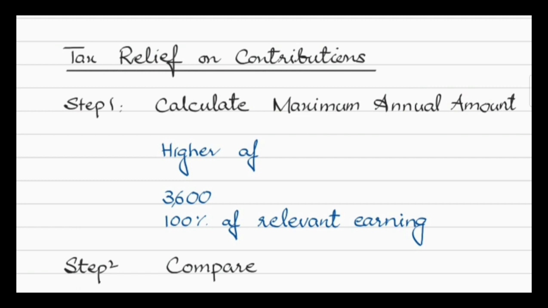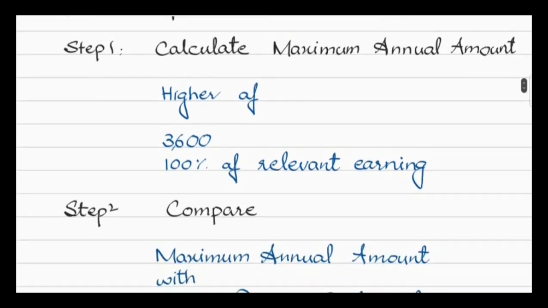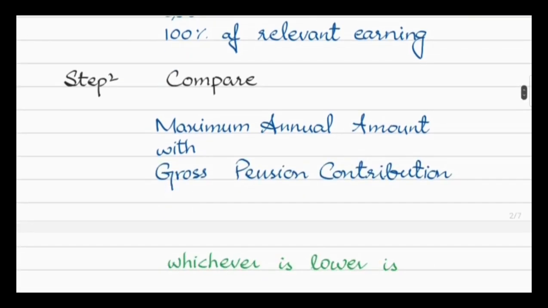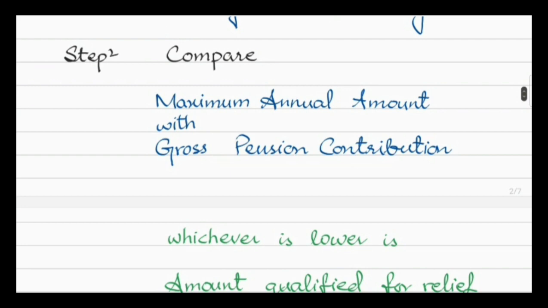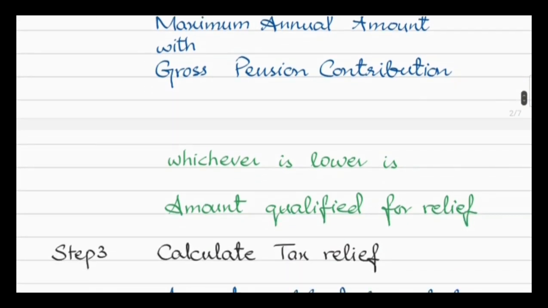How to calculate tax relief on contribution? First, you have to calculate the maximum annual amount, which is higher of 3600 and 100% of relevant earning. Here, relevant earning means employment income, taxable trading profit, and also income from furnished holiday letting, but it does not include investment income.